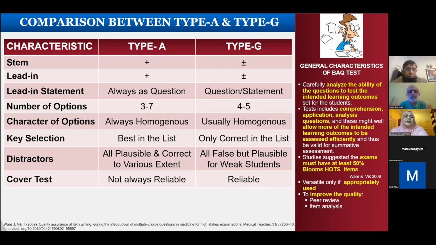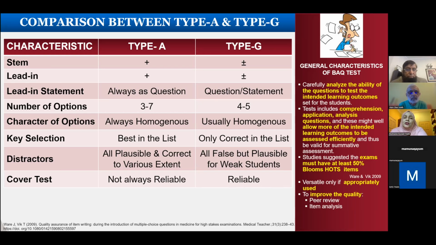The number of options is 3 to 7 for type A, and 4 to 5 generally is the standard for the G type. Character of the options is always homogeneous for the type A, but for the type G, they are usually homogeneous. Key selection is the best in the list, and for the type G, only correct in the list. It's not the best, but it is the only correct. Distractors are all plausible and correct to various extent. For the type G, they are all false but plausible for weak students.